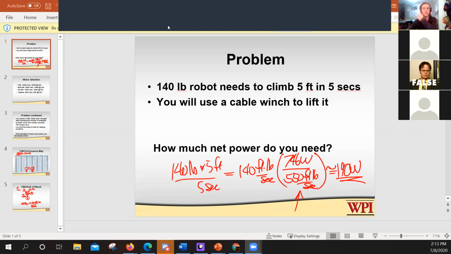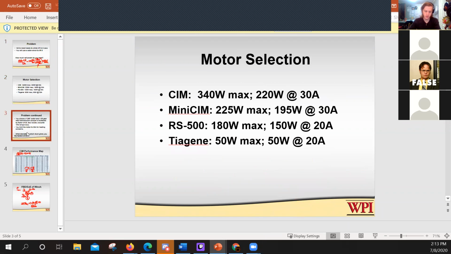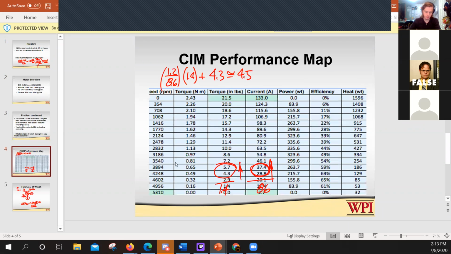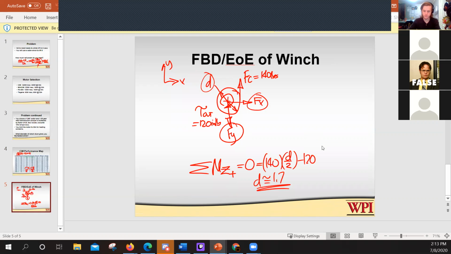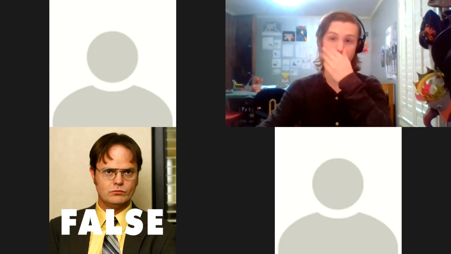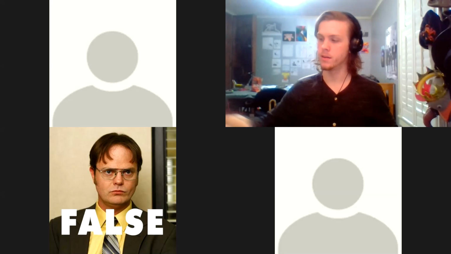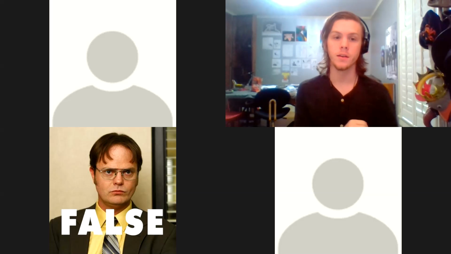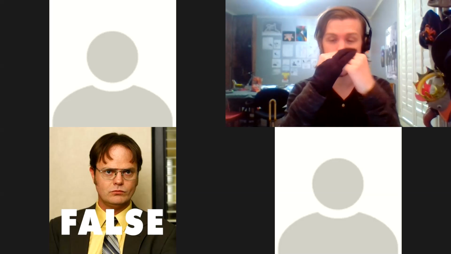So here is a problem that we're actually going to do next time. Basically, if we have this size robot and we need to climb this amount in this time, what kind of system are we going to need? If we go with a winch, like a cable, what's the drum going to look like? Which motor are we going to use? We'll look at some of the performance mapping, and then we'll actually figure out the problem. And then we're going to go from there and talk about efficiency and ways to apply that to FTC. This one's going to try to be more FTC focused.